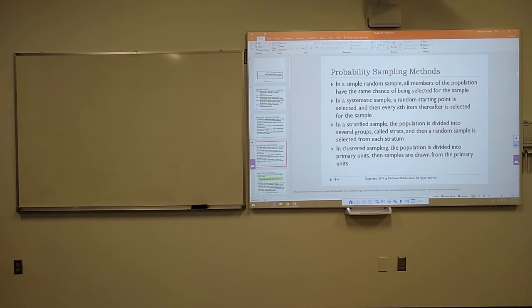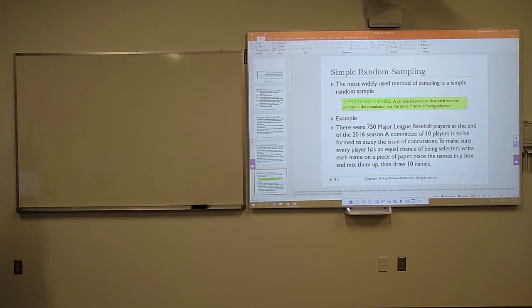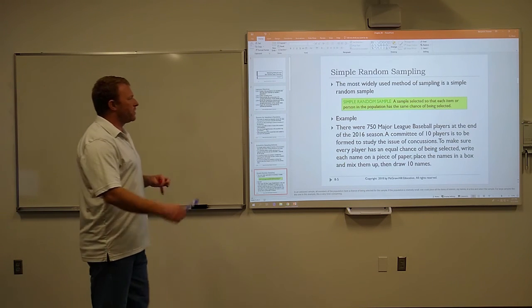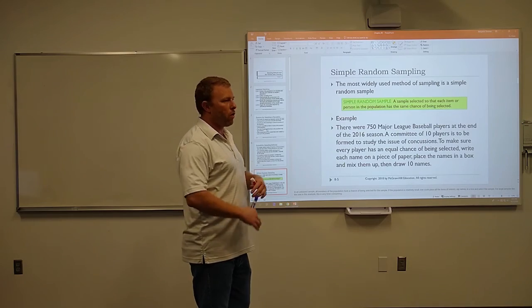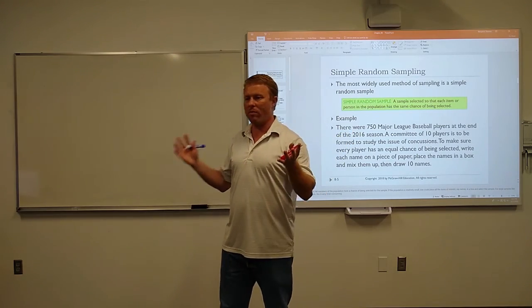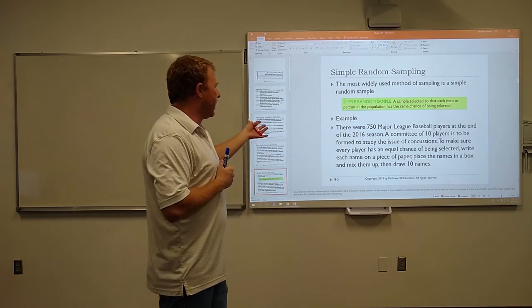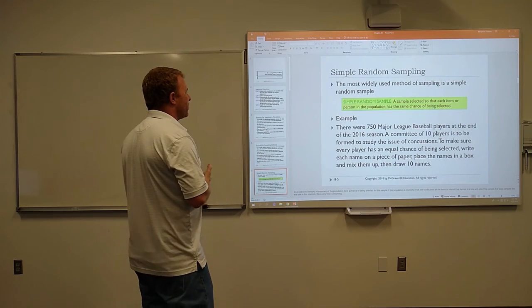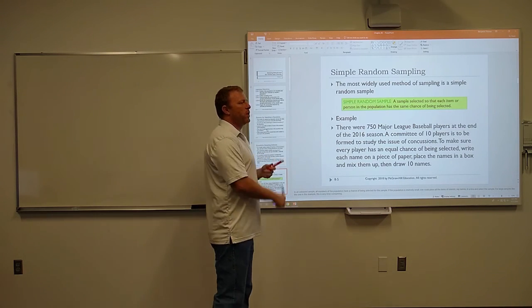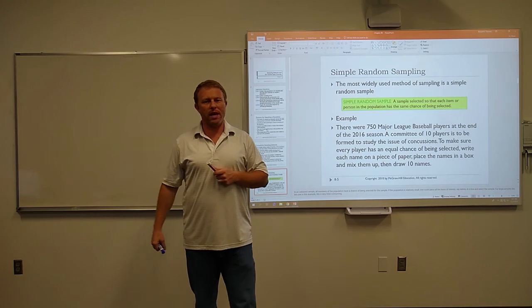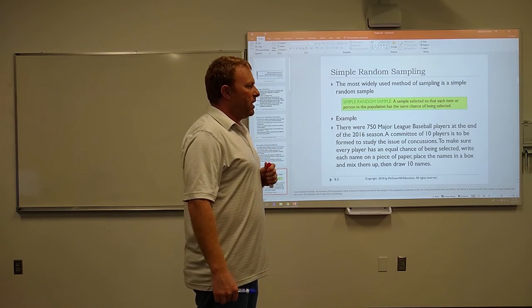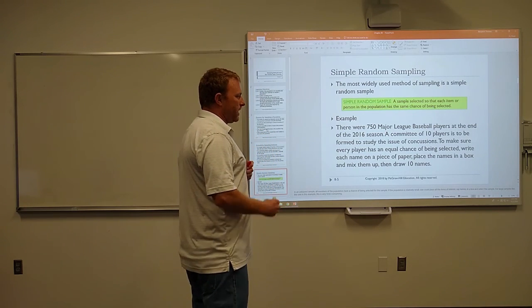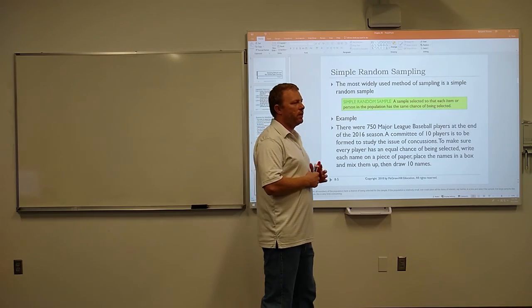This first one, simple random sampling. The most widely used method of sampling is simple random sample, and this is what we think about when we think about sampling, don't we? A sample selected so that each item or person in the population has the same chance of being selected. What does that mean? It means just what it says. There's an even chance of being selected. How would we assure that happens?